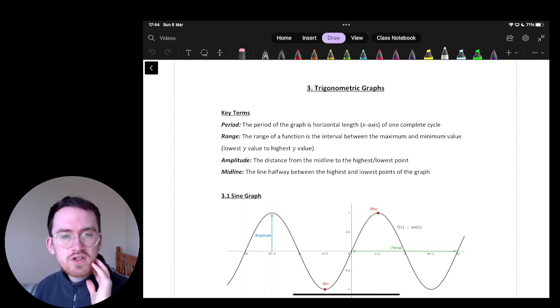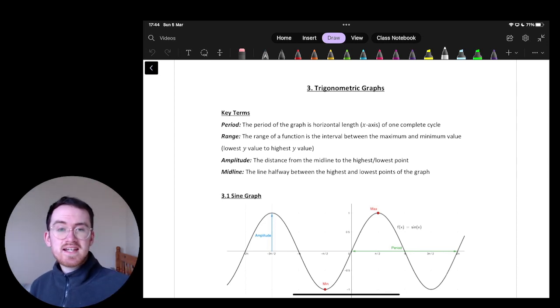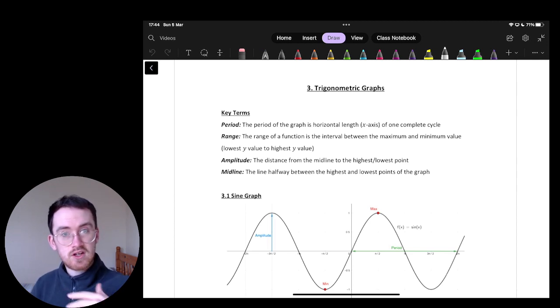The range of the function is the interval between the maximum and the minimum value, so the lowest y value to the highest y value. Again, fairly straightforward, but remember that the range is an interval. So we write it using our brackets, and we're essentially summarizing the range of y values that this graph hits. Where does it go from the smallest to the highest point? What are all the points that I'm going to get out?